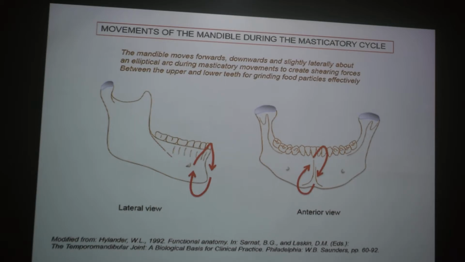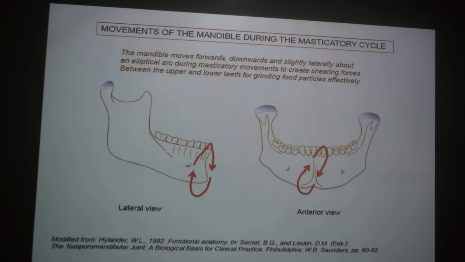Okay. So this is a diagram showing you that while you're eating or masticating, there is an elliptical cycle. So you open, close, and you move side to side. So there is an elliptical cycle of movement of the mandible. So there are certain movements in the mandible. One is depression, the other is elevation, then there is protraction, and then there is retraction and side to side movement. And do not consider the two temporomandibular joints separately.